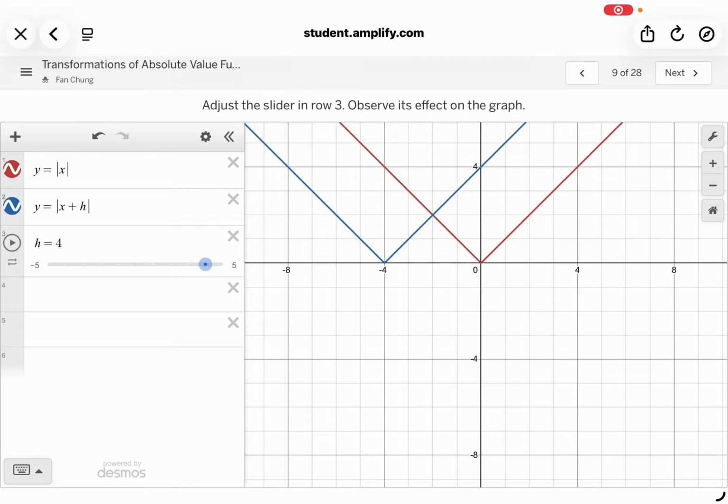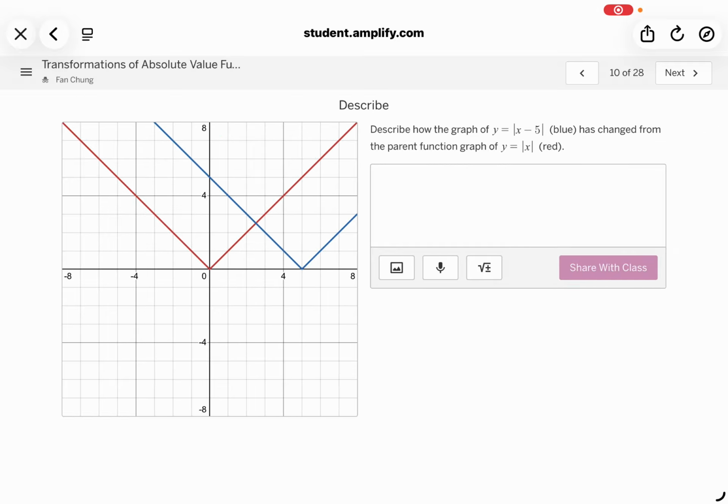How would I solve the inside of that equation? Add 4 on both sides. So that means x equals 4. And where is 4? It's on the right. So that's what's happening whenever we have our h in there. That's why it feels like it's backwards, but it's really not. It just feels weird. So when it's positive, it goes to the left, and when it's negative, it goes to the right.